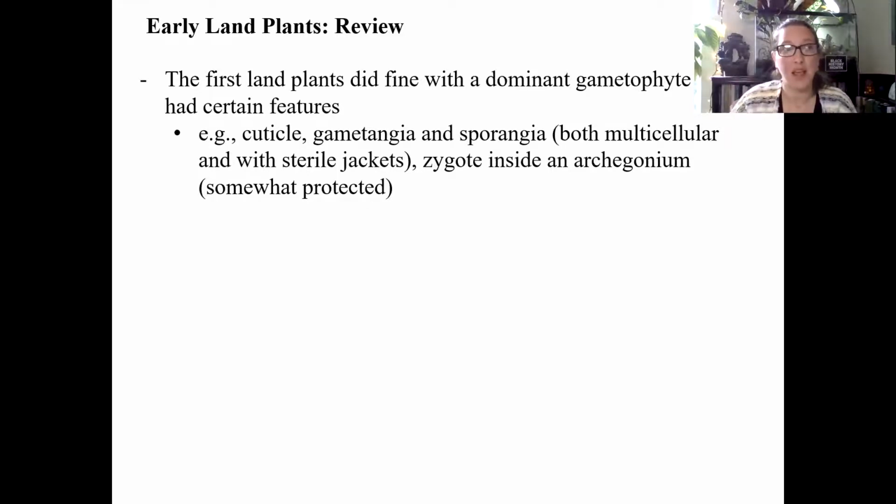But if you're living on land, you can't just throw an egg out and throw a sperm out and hope they're going to fuse together. And if they did fuse together, you can't just have a 2N zygote just out. It wouldn't work on land.